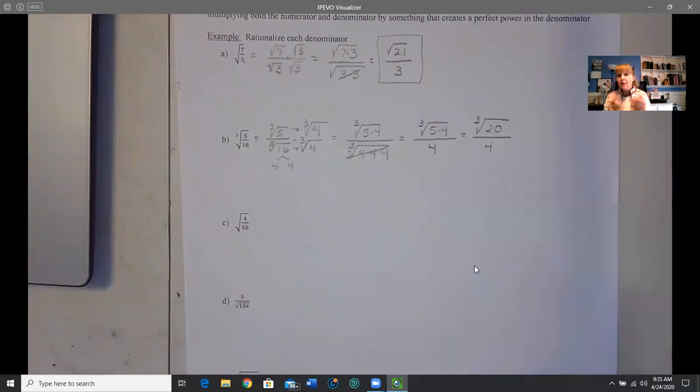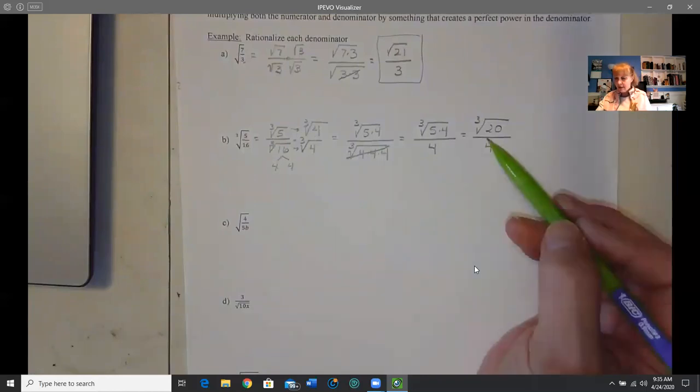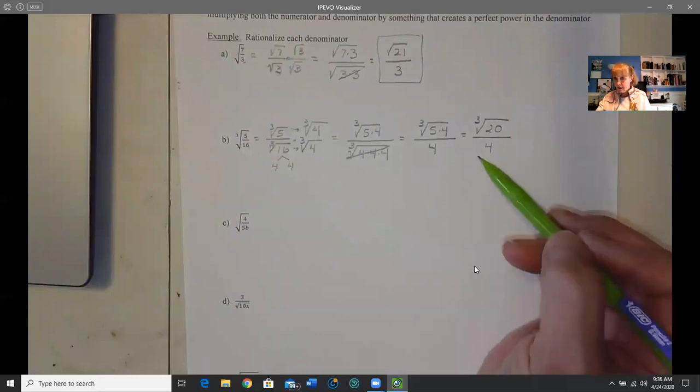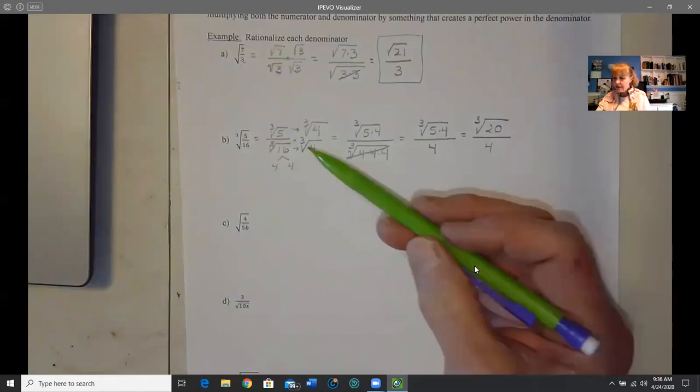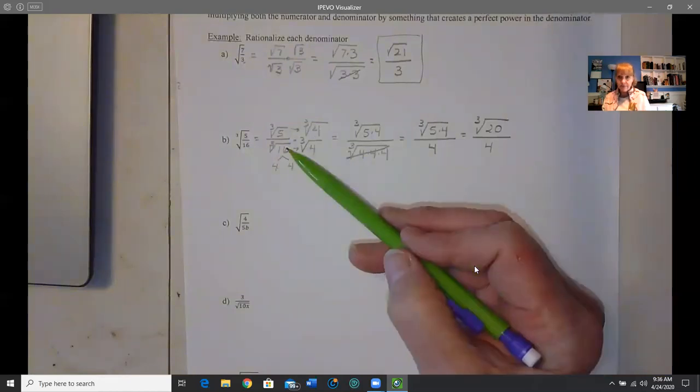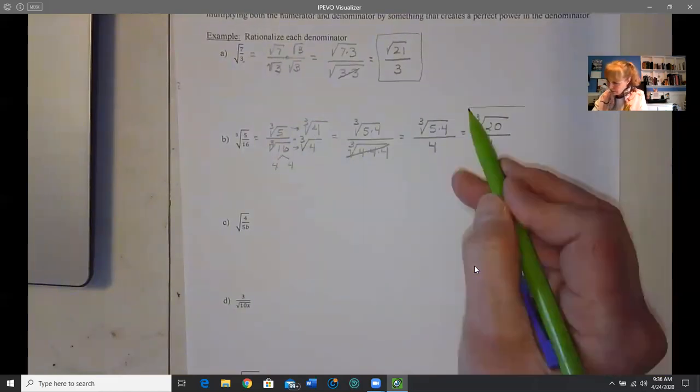And here's a question, can you reduce the 4 and the 20? And the answer is no, because this is inside of a radical and this is outside, so you cannot. Outside to outside, yes. Inside to inside, yes, if possible. So there's your answer.